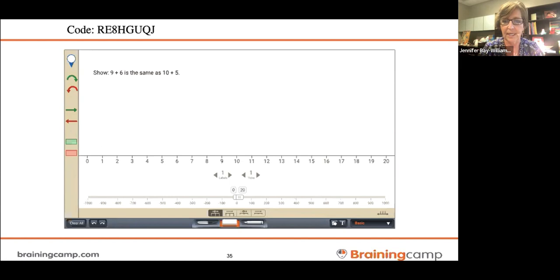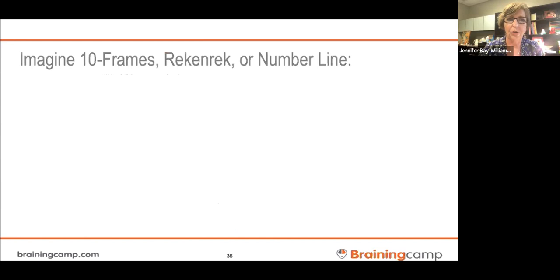But oftentimes when they see just an equation, they forget that they have access to these visuals in their heads. And so they go back to just their counting strategies, and we're trying to move them from counting to reasoning. So one thing I have found very effective is, before they start practicing using the strategy, that we do an imagine. So tonight you have used 10 frames, you've maybe used a Wreck and Rack, and you maybe used a number line, at least you've seen them. So in your mind, select one of these that you will use to do a mental image to solve these problems. You ready?